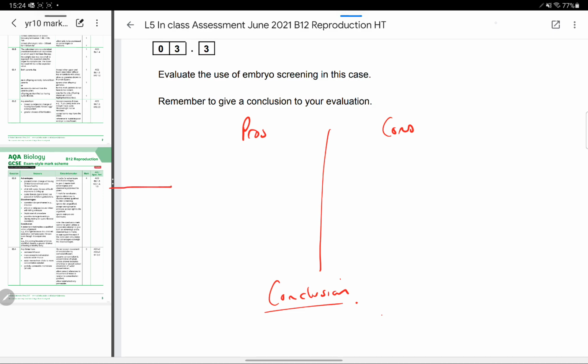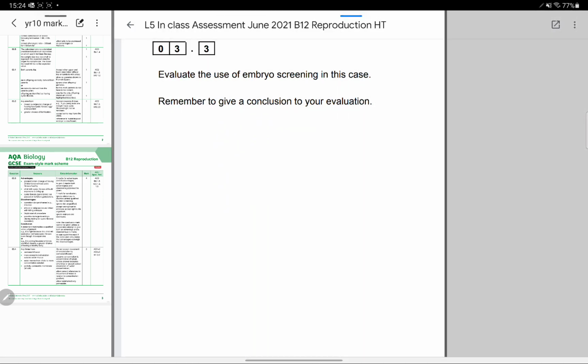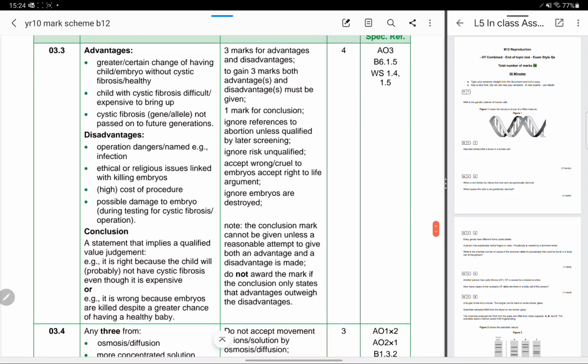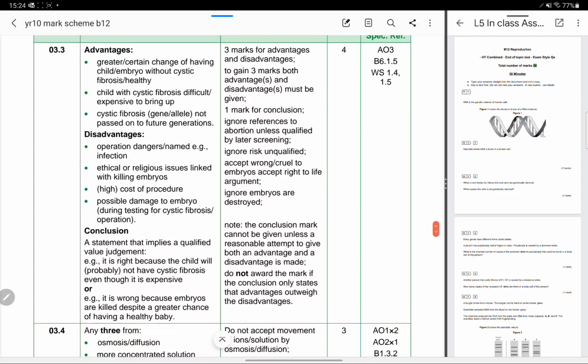So if we look at the mark scheme here, you can see the kind of content that you could have put in, okay? So advantage, and once again, this is really good to learn because this is the exam board's answer for this question on the advantages and disadvantages of embryo screening. So advantages are a great reduction in the chance of having an embryo with cystic fibrosis. Okay, so not having a child with cystic fibrosis.